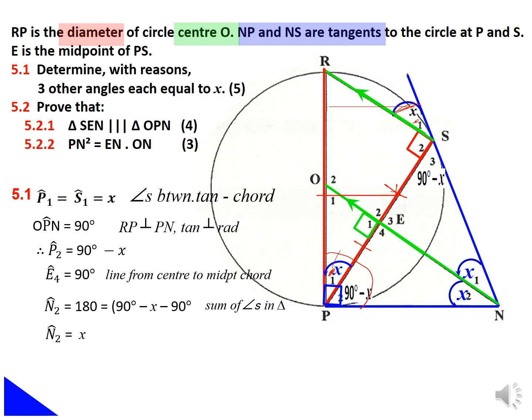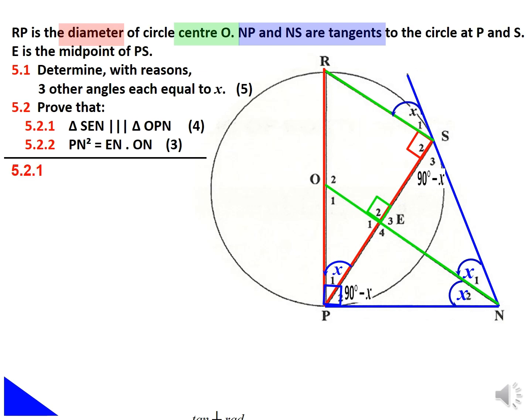N2 is equal to X. Now, N1 we have already mentioned. N1 is equal to X because of corresponding angles. N1 and S1 are exactly the same. So in this question, your three angles that are equal to X: N1 is equal to X, N2 is equal to X, and P1 is also equal to X. And that answers number 5.1. Now, answering the question becomes easier if the information is provided and we have been able to identify which theorems are applicable in that particular question. All right.